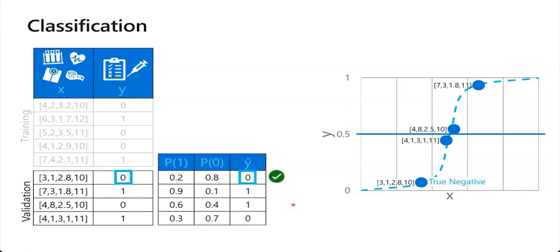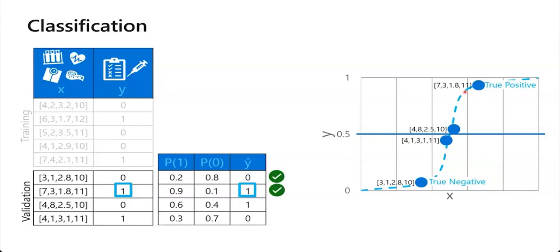Okay, so let's look at the other one, the second row. In this case, the person has diabetes, and the probability that the person has diabetes is 0.9. And indeed, it gets correctly classified as having diabetes. And this one here is the top value here, and indeed the person has diabetes. We call this a true positive.